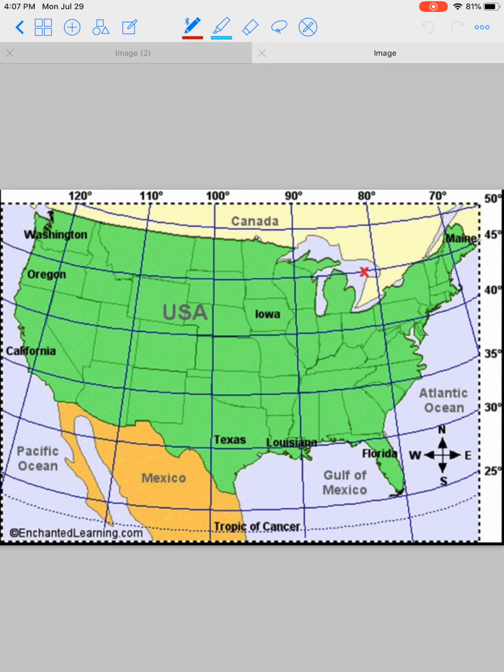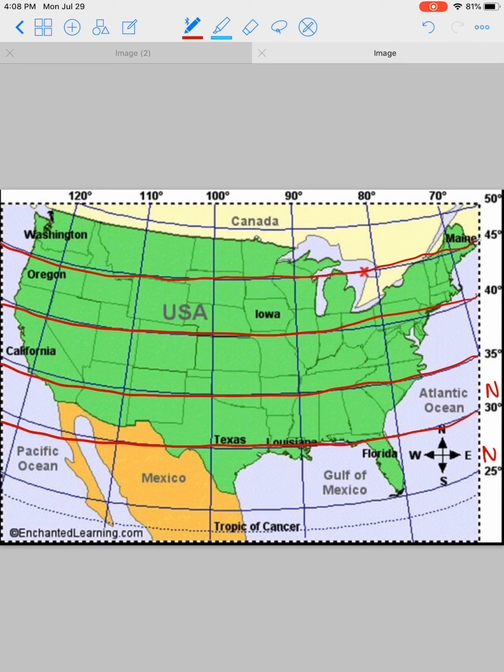But we've also learned about finding absolute location using latitude and longitude. Remember, latitude lines run horizontally. They run this way. So all of these lines running this way are latitude lines. They are determined by north above the equator or south below the equator. This map is all north because the United States is above the equator. So those are all latitude lines.